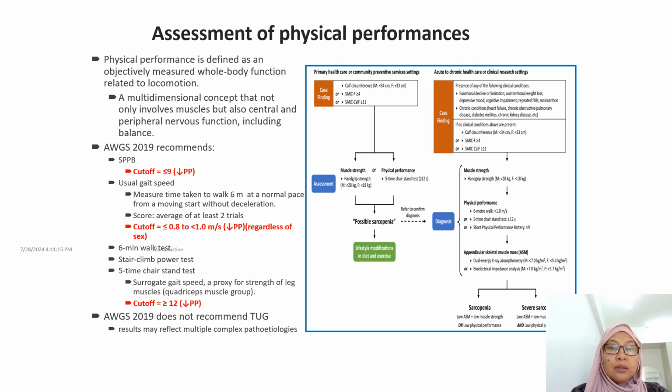So now let's look at assessment of physical performance. Physical performance is defined as an objectively measured whole body function related to locomotion. Here are some recommended tests by the AWGS 2019. We can use the short physical performance battery that measures balance, gait speed, and lower body strength, with a cutoff of less than 9 indicating poor physical performance.